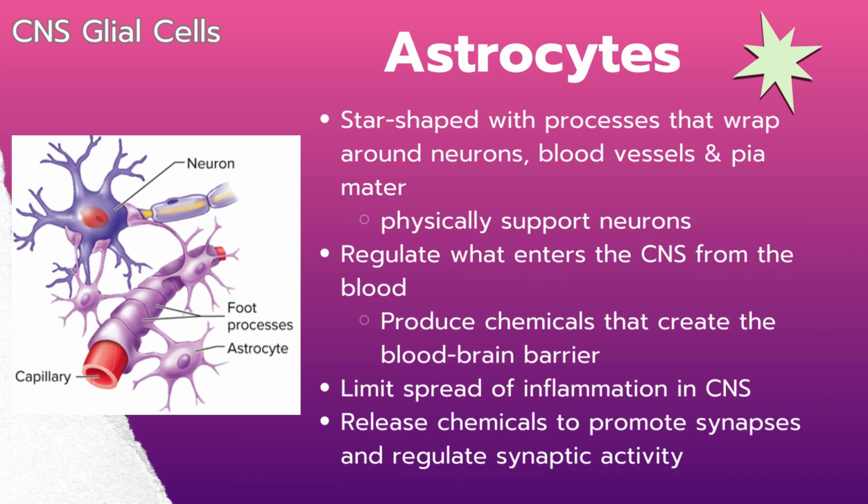Astrocytes are star-shaped and they have processes which wrap around neurons, blood vessels, and the pia mater. They physically support neurons. Astrocytes also regulate what enters the central nervous system from the blood. They produce chemicals that create the blood-brain barrier, preventing much from invading our central nervous system. Astrocytes also limit the spread of inflammation in the CNS, and they release chemicals which promote synapses and regulate synaptic activity.